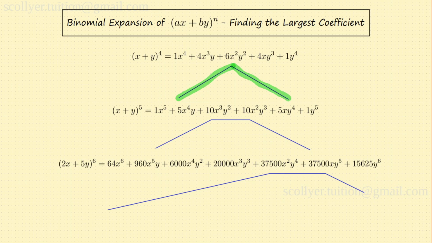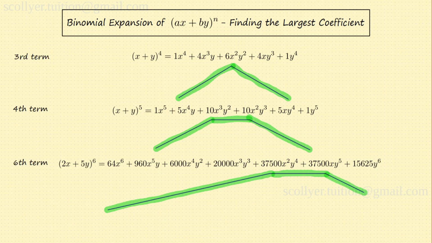The coefficients for x plus y to the 5 increase from 1 to 10, remain at 10 for one term, and then decrease from 10 to 1. The coefficients of 2x plus 5y to the power 6 increase from 64 to 37,500, remain at 37,500 for one term, and then decrease to 15,625.